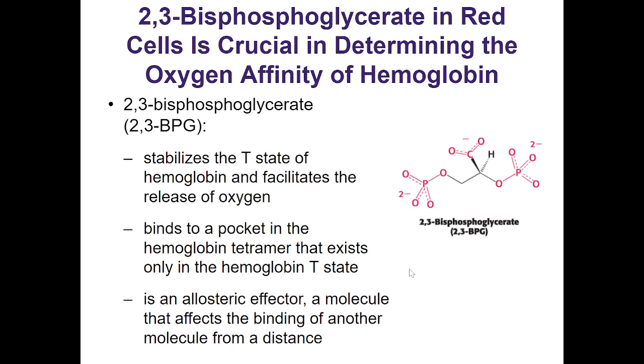All right, so this is going to stabilize the T state of the hemoglobin. It's going to facilitate the release of oxygen. It's going to bind in that pocket of the hemoglobin tetramer that exists in the hemoglobin T state. This will actually block it from assuming the R state with that still bound, right? So to assume the R state, you would actually have to unbind.